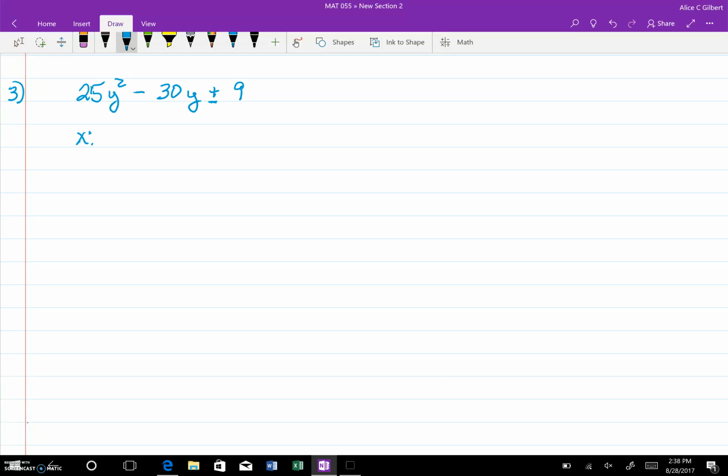What is the even square root of 25y squared? Well, that's 5y. What is the even square root of 9? Well, that's 3. Now remember, I have to check my middle term. 2 times 5y times 3, x times y. That's 10 times 3 is 30y. Is that what our middle term is? It is. So this is a perfect square trinomial. So then I put my x and y in. I need a minus because in the original it's a minus, quantity squared, and I'm done.